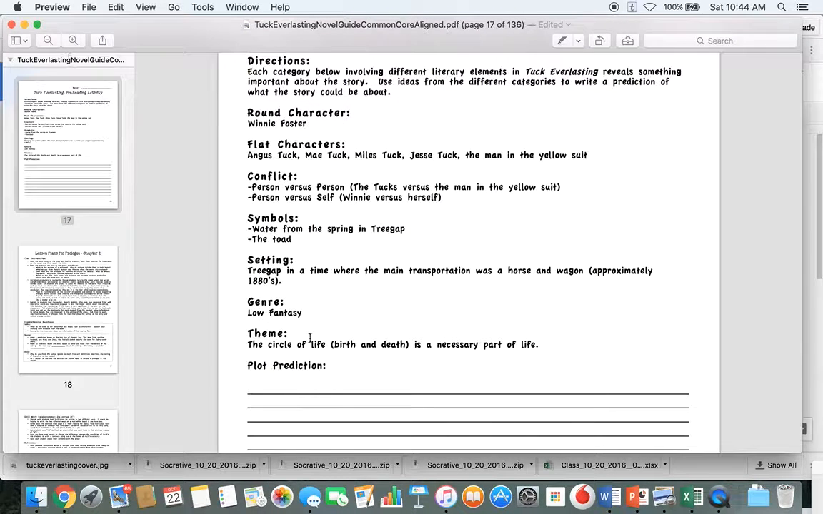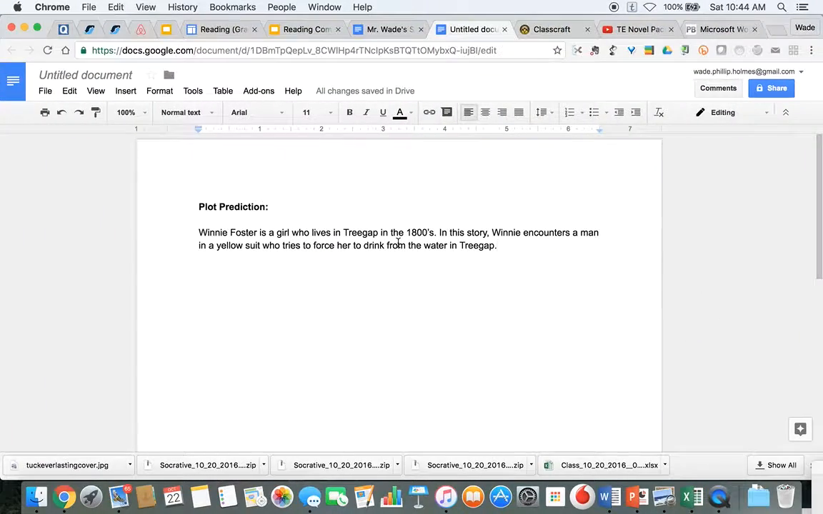I'm looking at the theme. The circle of life, birth and death is a necessary part of life. So what do I think this means for the ending? Maybe what I could say is, in the end, Winnie is able to resist drinking water from the spring and makes the man in the yellow suit leave Tree Gap.